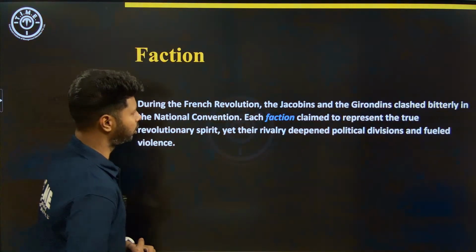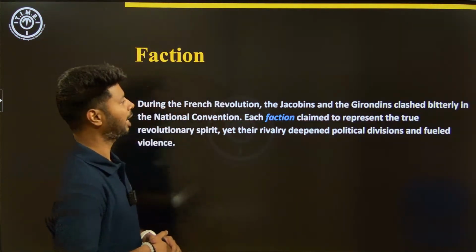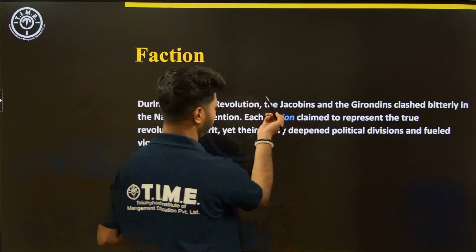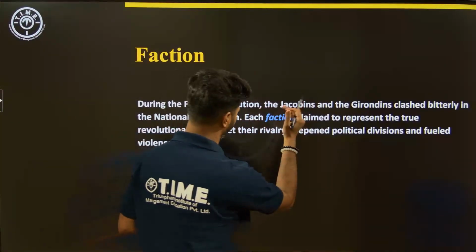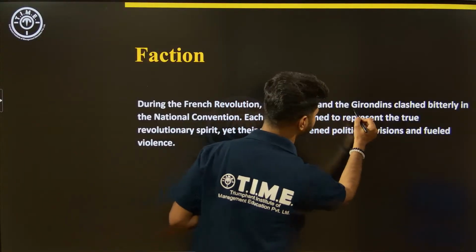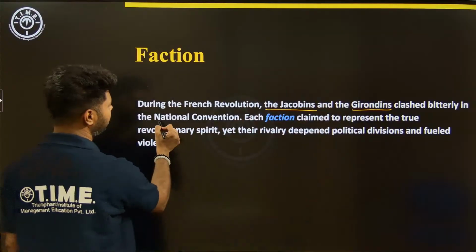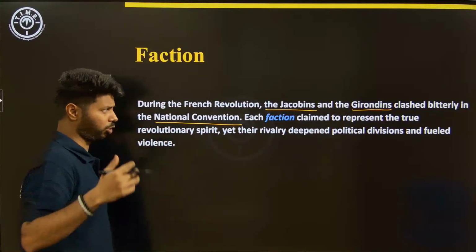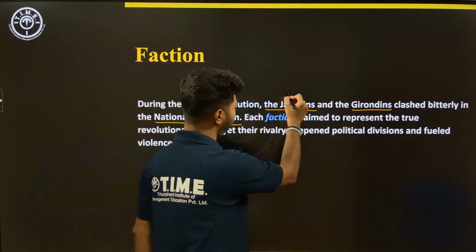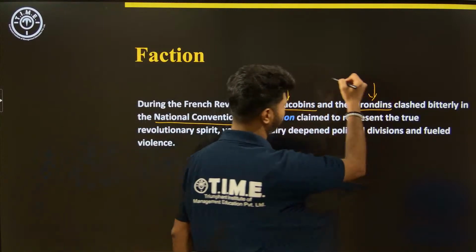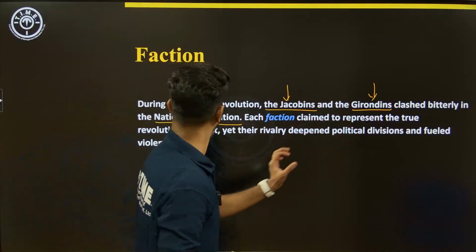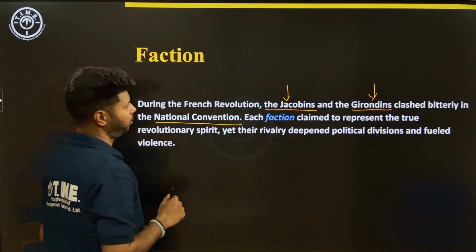During the French Revolution, the Jacobins and the Girondins clashed bitterly in the National Convention, each faction. So, during the French Revolution, during a certain time, there are two groups we're talking about, the Jacobins and the Girondins, who clashed bitterly in the National Convention. Two groups clashed somewhere, so they had a fight. Each faction, so these two groups are being referred to as the faction, right? So each faction claimed to represent the true revolutionary spirit.